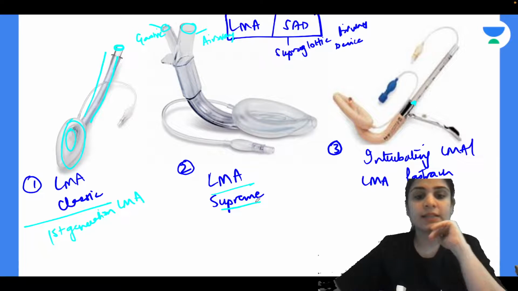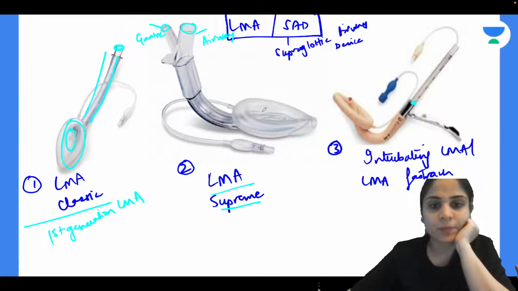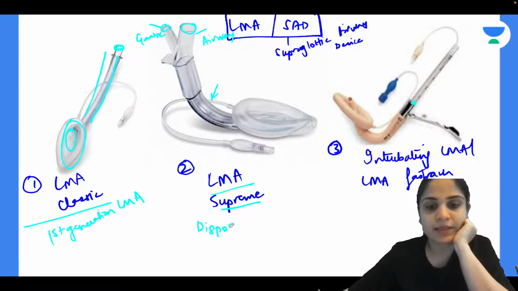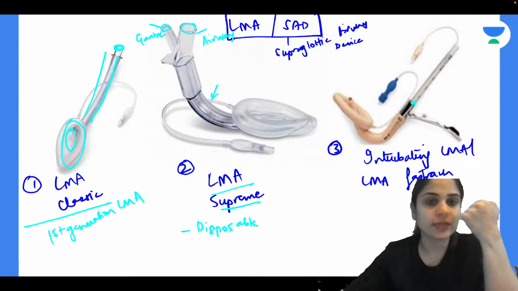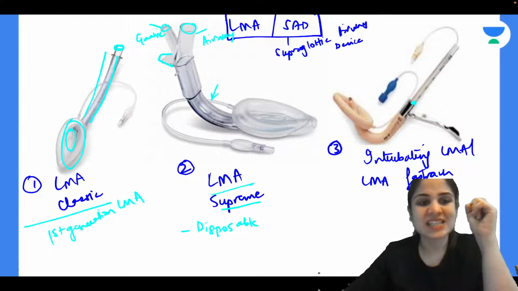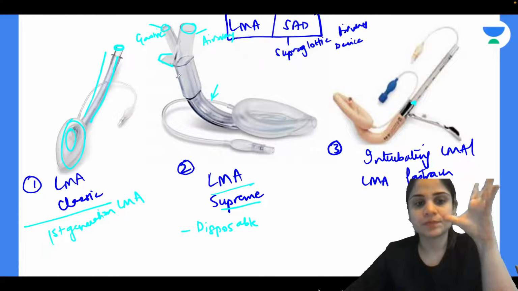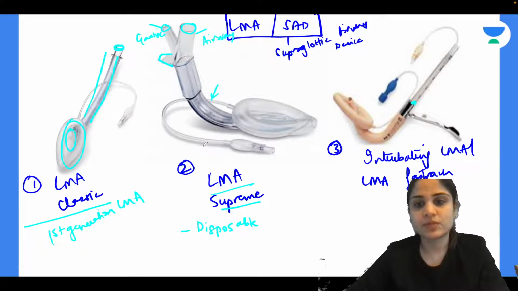Now what about the other LMAs and what are the specific questions asked about them? So you have LMA Supreme. You can see it is made up of a soft seal disposable material. It is disposable, single use in nature, and it has two openings, one for the airway and one for the gastric opening. And this thing is called a bite block. It helps so that you do not clamp down upon your LMA. So this is your disposable LMA Supreme.